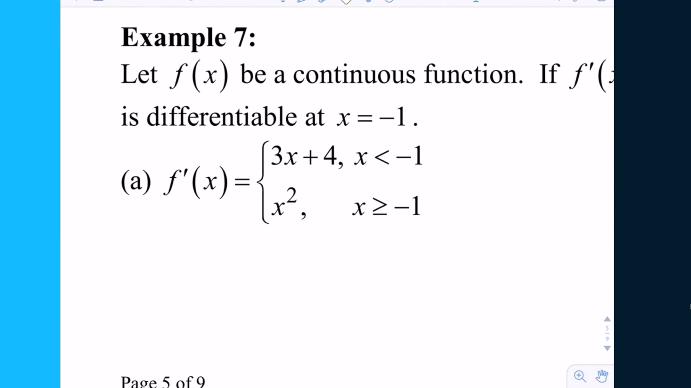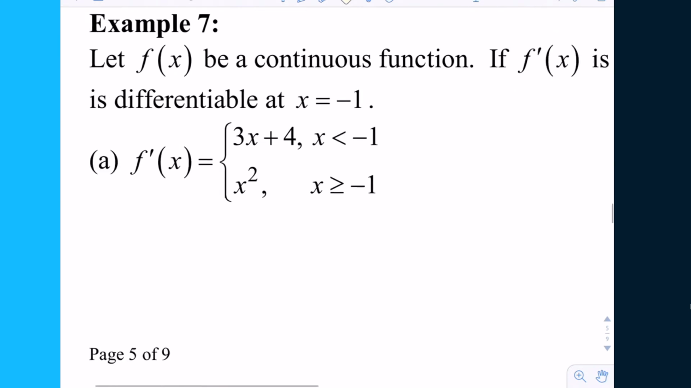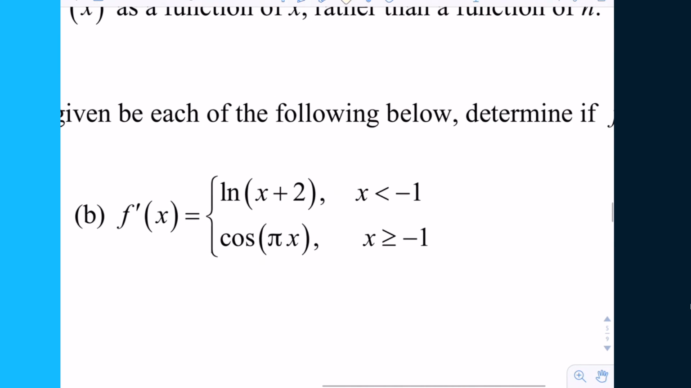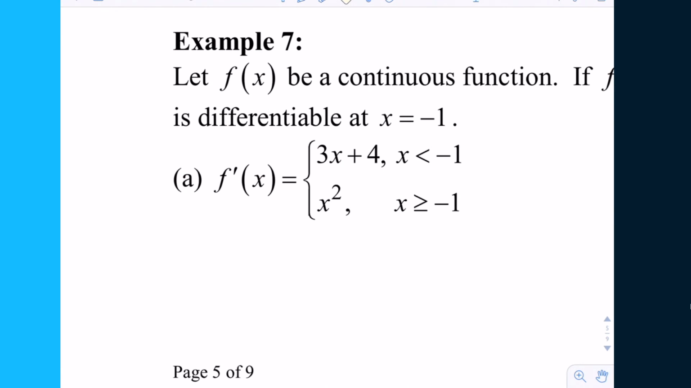All right, so the instructions are asking us, let f be a continuous function. Okay, so f itself is a continuous function. We don't really know quite what f is. If f prime is given to be each of the following, determine if f of x is differentiable at -1.